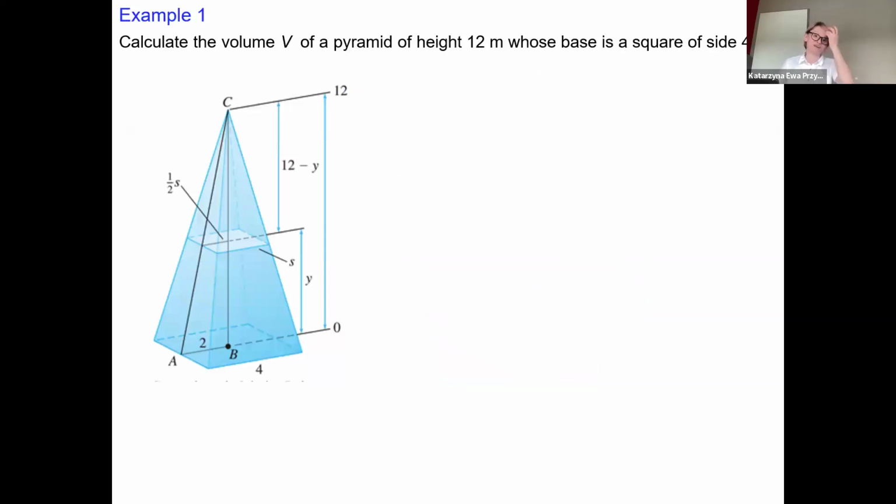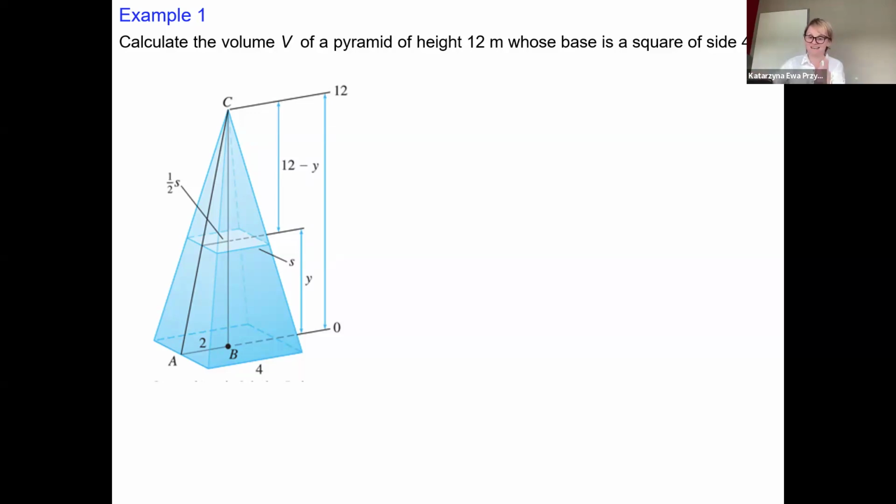That means we can probably solve this question in less than a minute, because I hope we remember the formula for the volume of a pyramid. But we will use integrals. Calculate the volume V of a pyramid of height 12 meters, whose base is a square of side 4 meters. That means 4 by 4.